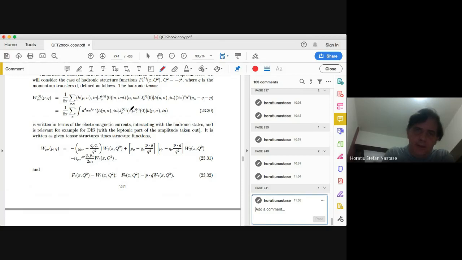So if I have here an x, the position in coordinate space, the electromagnetic current, and I take the Fourier transform in momentum space, I get a delta of q. But I've written something wrong here. So H, so momentum P.